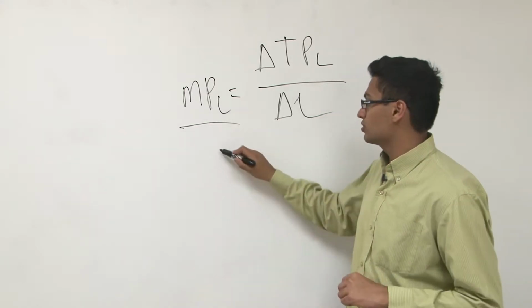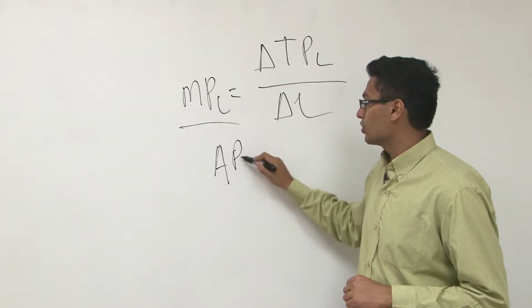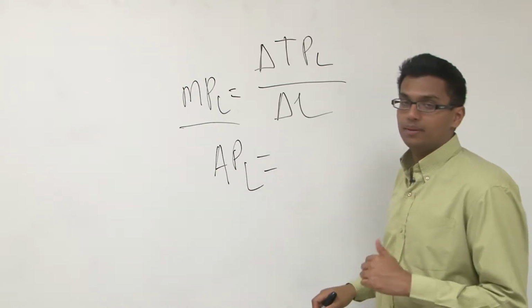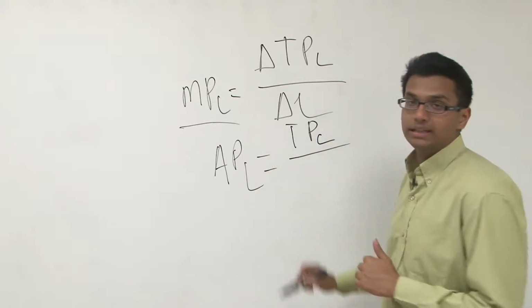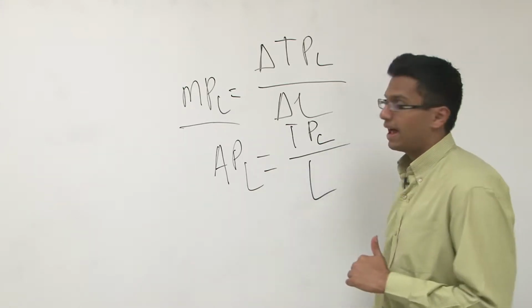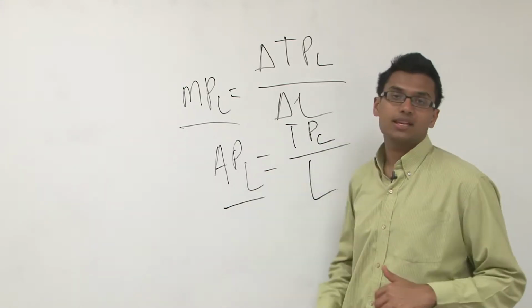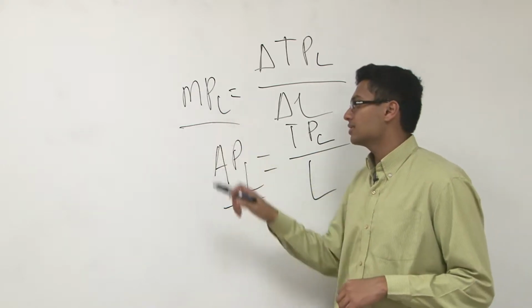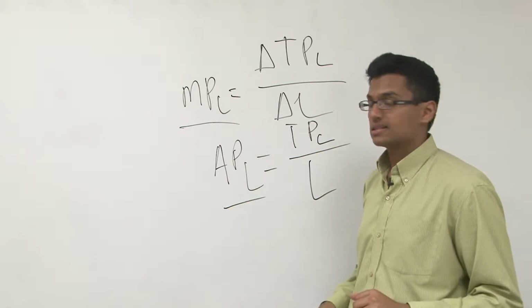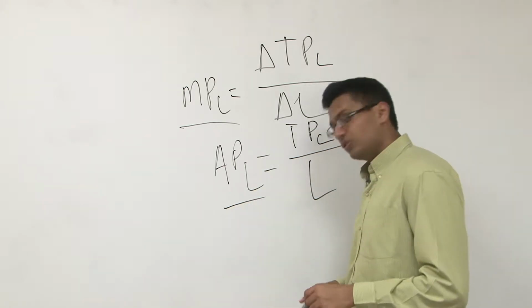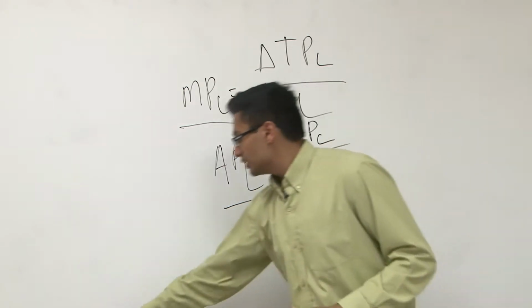APL, on the other hand, which is the other part of the homework question I asked you, basically says if you take the TPL, the total amount of product that I'm making, and you divide that by the labor that I have, what is that? That's APL. Okay, so this is marginal analysis, average analysis. Both are very important, and we covered that in the last lesson. But this is the recap and homework part.